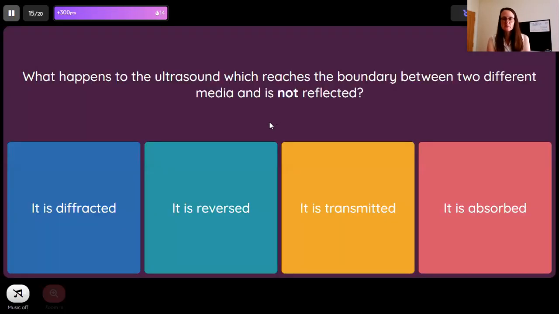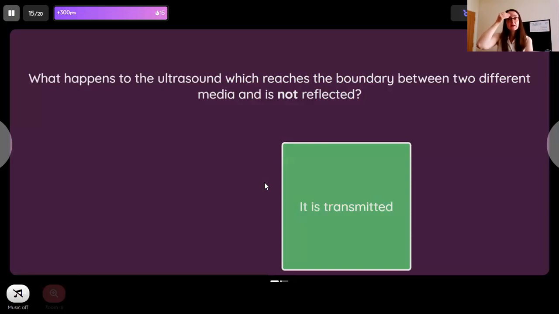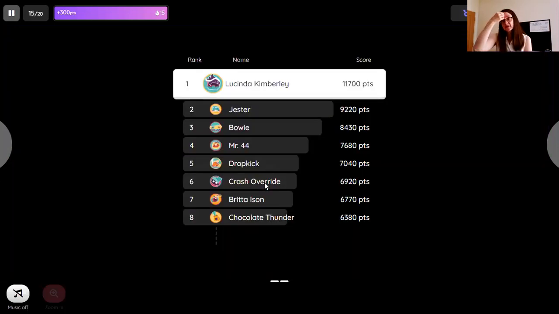What happens to the ultrasound which reaches the boundary between 2 different media and is not reflected? It's transmitted. So it goes through into the next media and then will be reflected from another boundary.